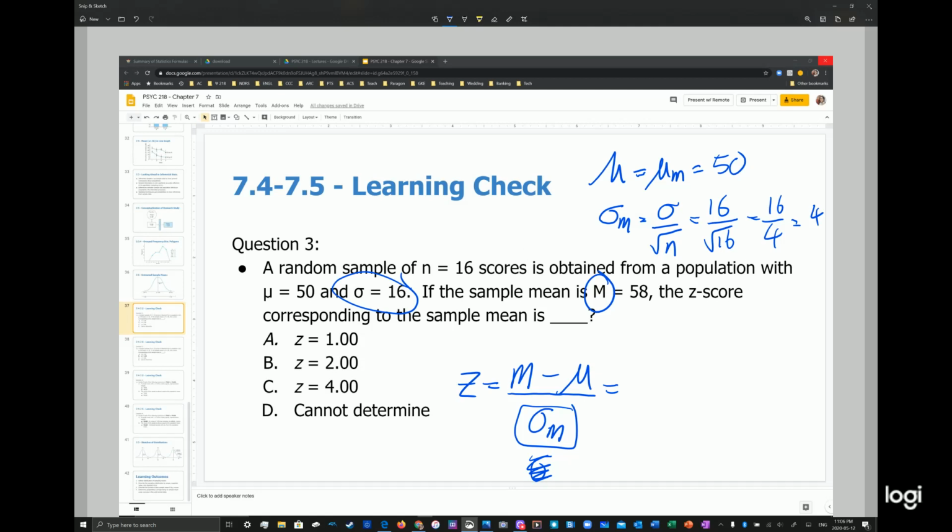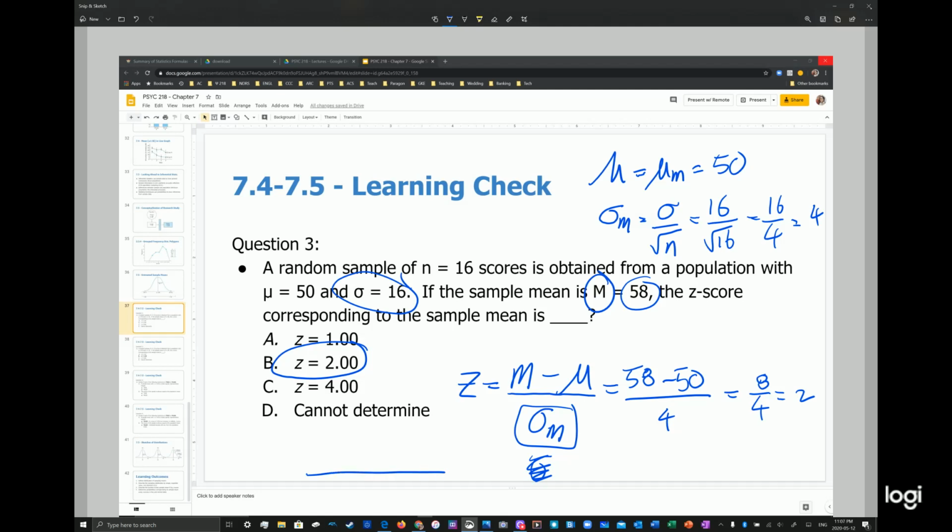So here we go. We have the mean from the sample, which is 58. The population mean, which is the same as the mean of means, is 50. And then we divide it by the standard error, not the population standard deviation, which is 4. So it's 8 over 4, and the answer is 2. So the z-score for 58, when the sample mean is 58, in the sampling distribution, is 2 standard deviations above 50. That is 2 standard deviations above the population mean, or the mean of means, in the sampling distribution.